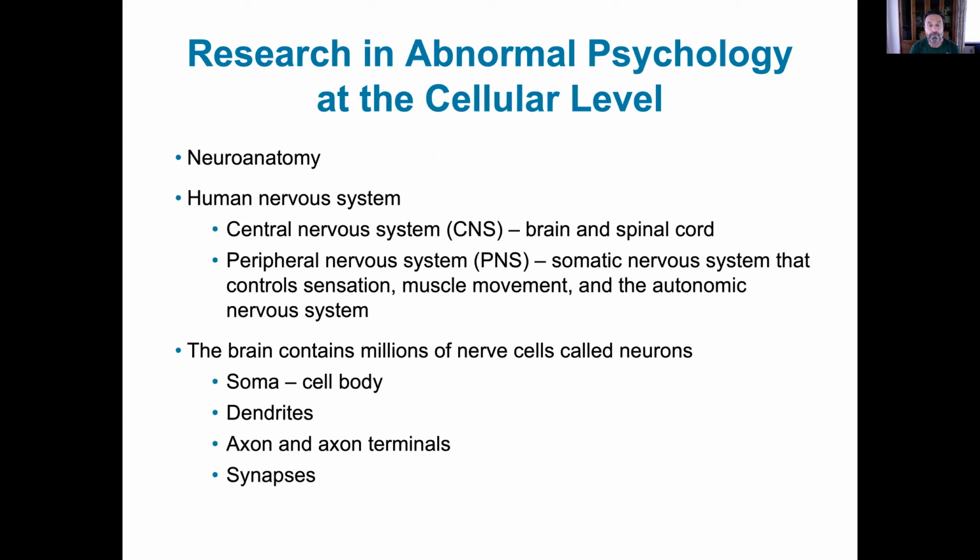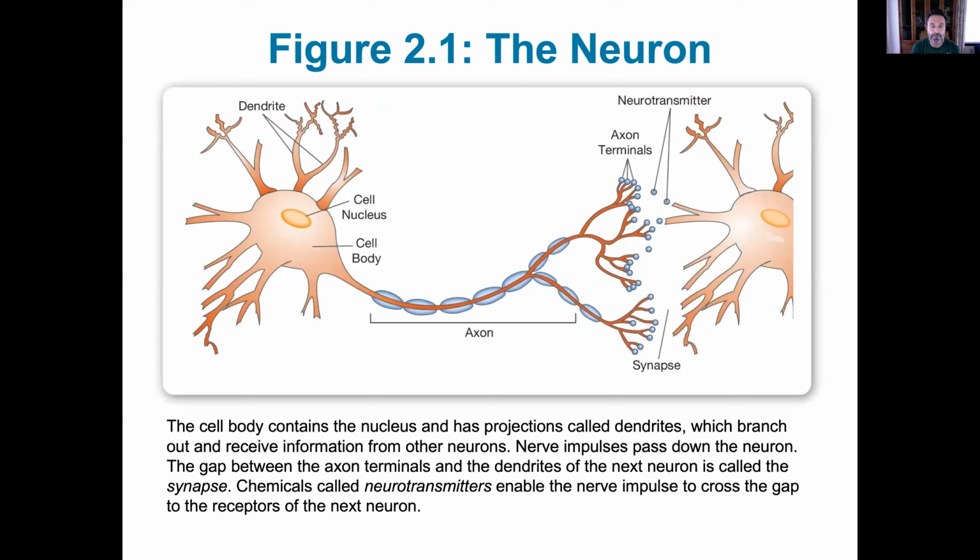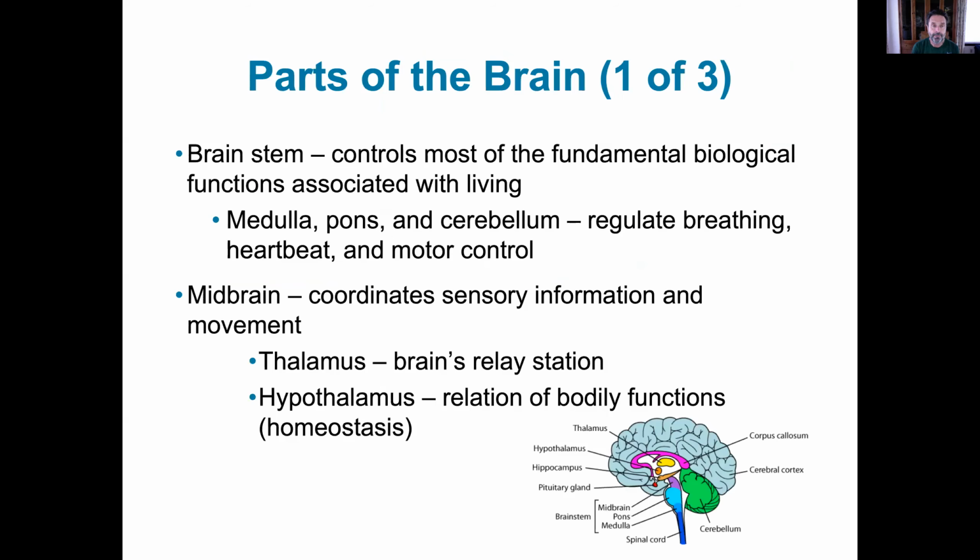If you remember from Intro to Psych, there are the 2 parts of our neuroanatomy: the central nervous system and the peripheral nervous system. The nerve cells, or neurons, are made up of the soma, the dendrites, the axon, and the synapses, that little gap in between the 2 neurons where the neurotransmitters communicate with each other. Here's a picture of 2 neurons and the neurotransmitters. Again, it's sort of a review from our intro to psych.